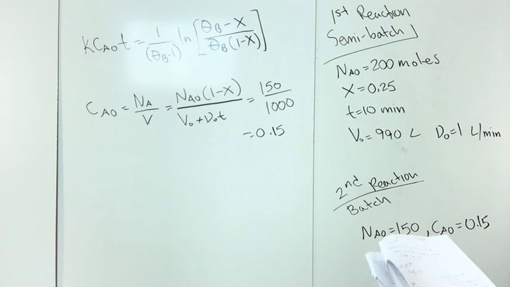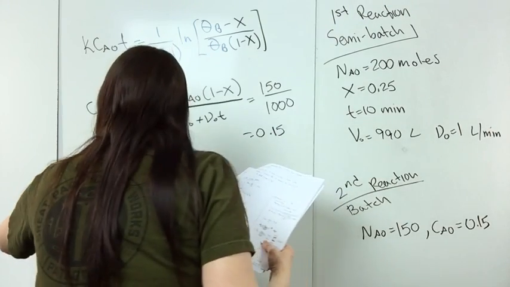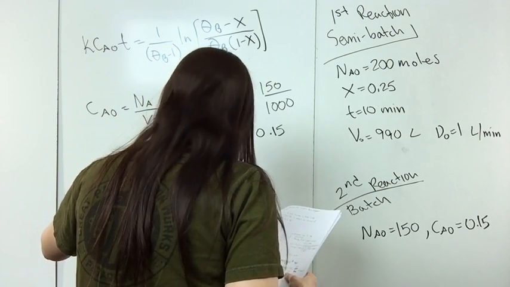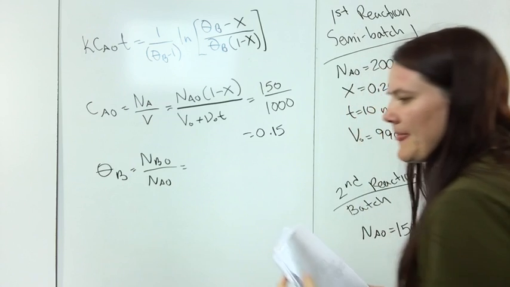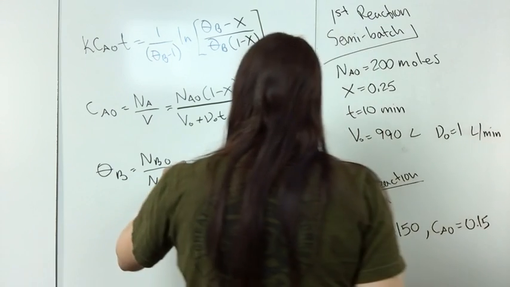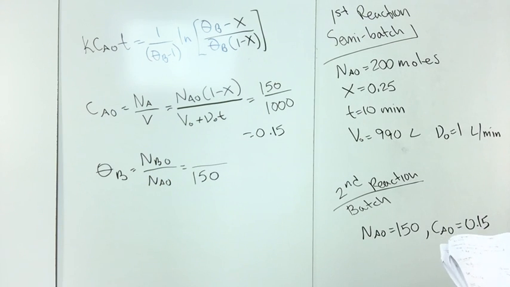And then we need to calculate theta B. We know what the volume is because I just calculated it, it's 1,000. So theta B is equal to Nb naught over Na naught. And the mistake I made in the review session is I used the Na naught and Nb naught from this reactor, and they should have been from this reactor. So we already know that Na naught is 150, and so we need to calculate Nb naught.